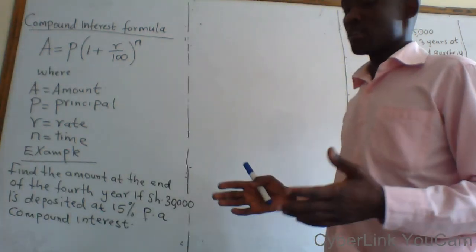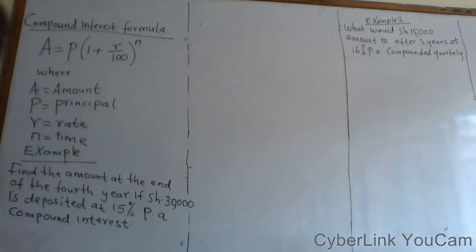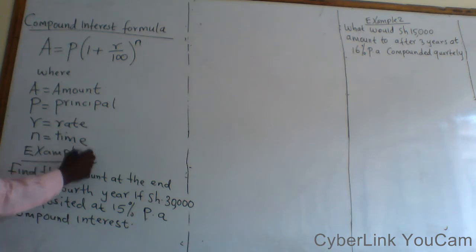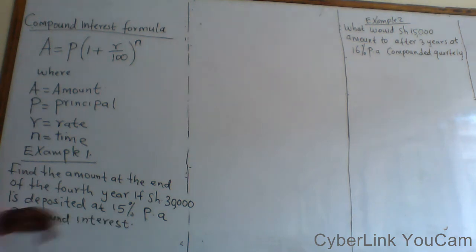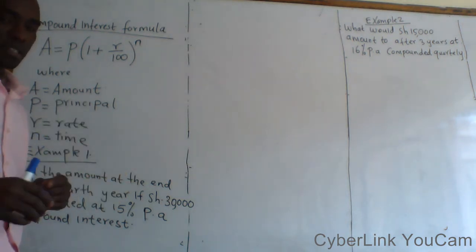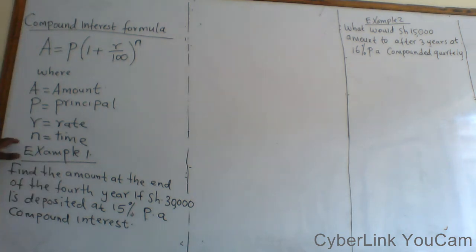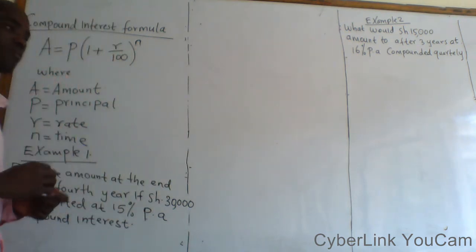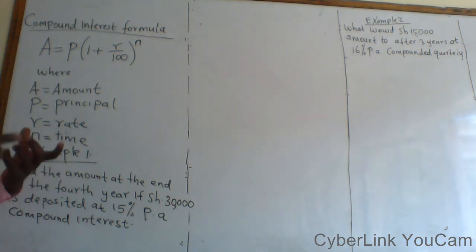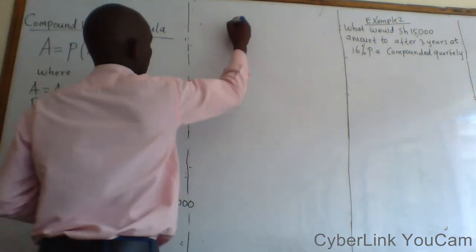So we want to get into an example and see what happens. We take our first example, and it reads: find the amount at the end of the 4th year if 30,000 shillings was deposited at 15% per annum compound interest. Remember, you must distinguish between simple interest and compound interest. We have said we shall apply the formula. So the first thing you need to write is the formula. Or even before you write the formula, you need to extract the information that you have from the question. So we can write the solution.